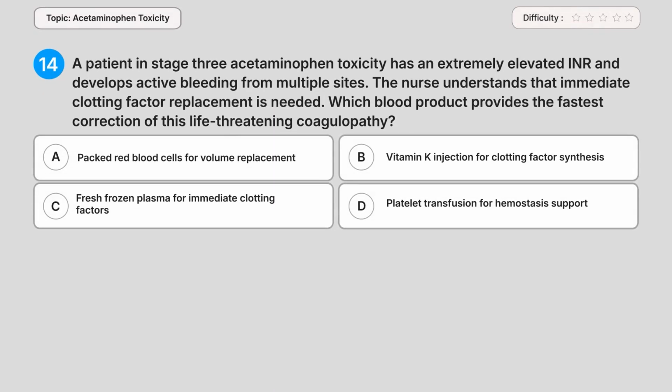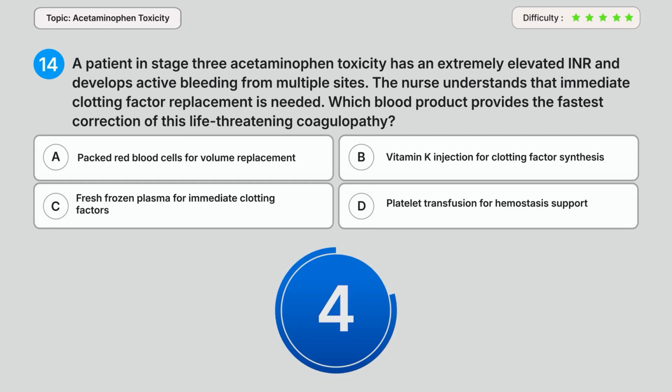14. A patient in stage 3 acetaminophen toxicity has an extremely elevated INR and develops active bleeding from multiple sites. The nurse understands that immediate clotting factor replacement is needed. Which blood product provides the fastest correction of this life-threatening coagulopathy? A. Packed red blood cells for volume replacement. B. Vitamin K injection for clotting factor synthesis. C. Fresh frozen plasma for immediate clotting factors. D. Platelet transfusion for hemostasis support.